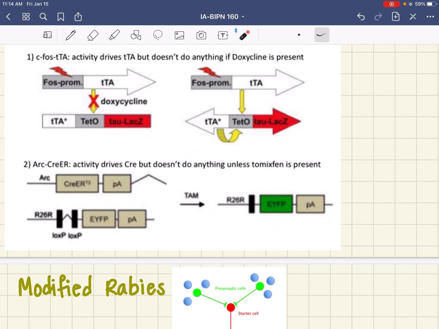So the ARC CRE-ER system is just another way where we can manipulate genetics and genetic tools to be able to express a fluorescent protein in a brain area only when we want to, right? Only when there is neuronal activity and when we've given it tamoxifen.